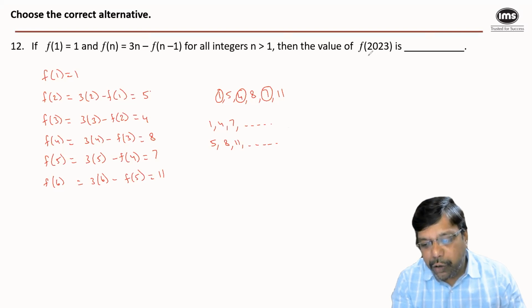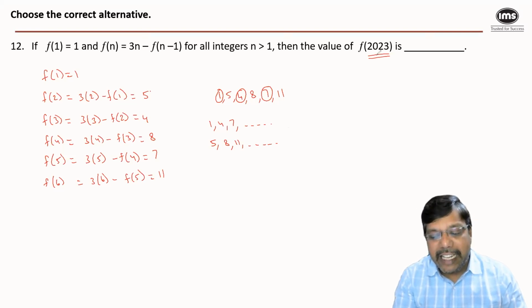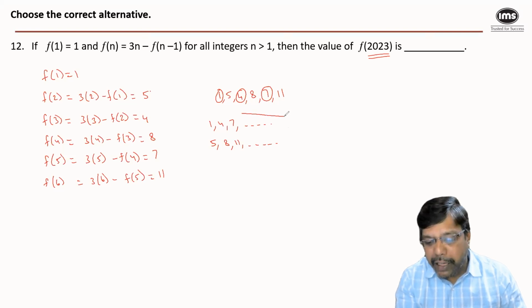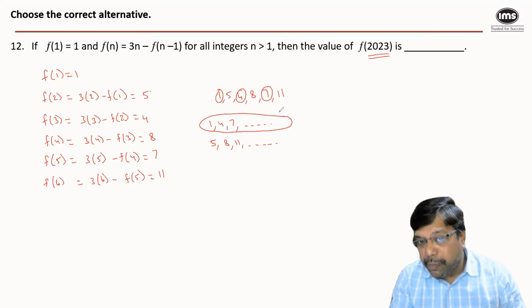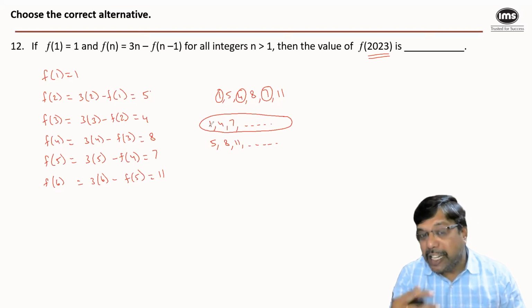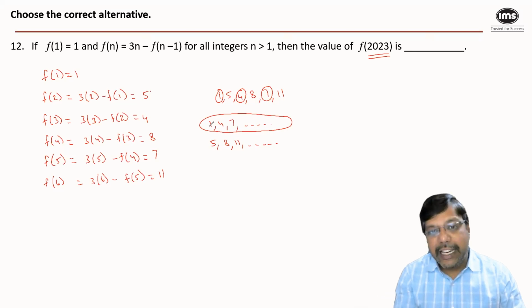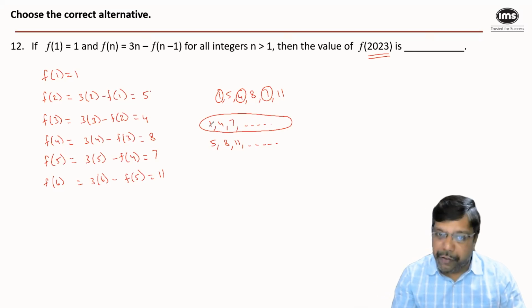Now, since we are to find f of 2023, which indeed is an odd number, it will be a part of the first alternate series. But which term will it be? Because here I see in this separate series 1, 4, 7 are the first, second, third values, but in actual series, they are first, third, and fifth.